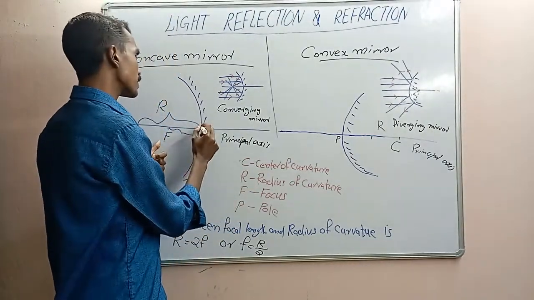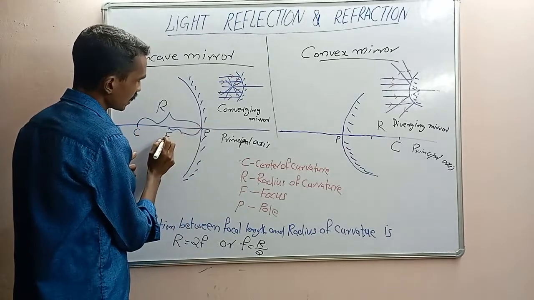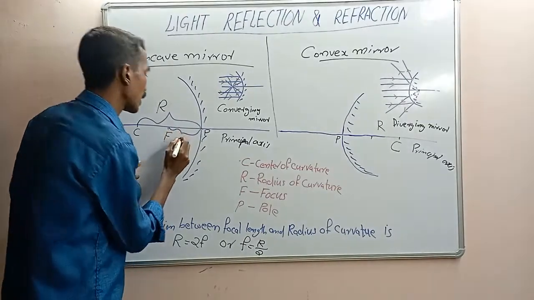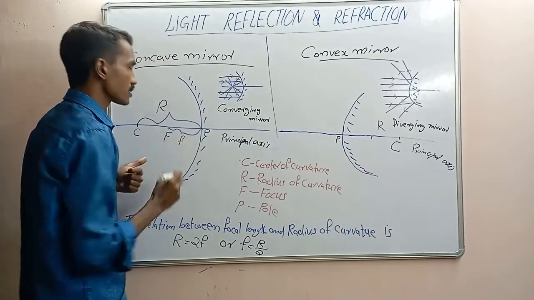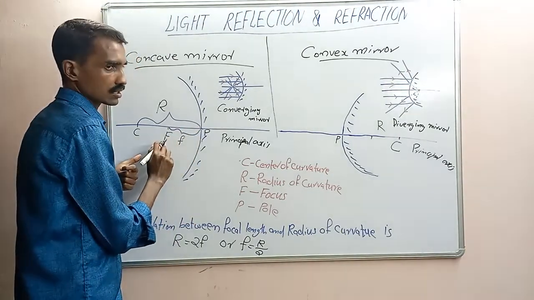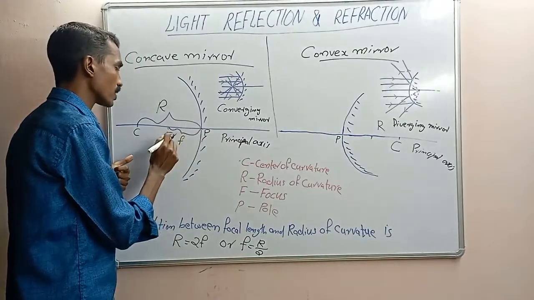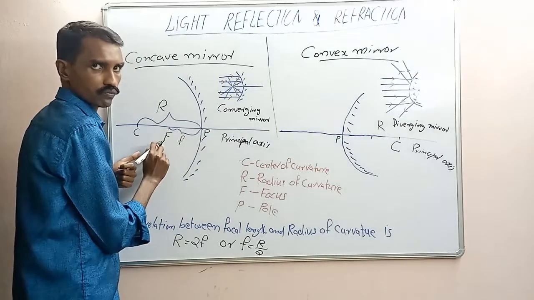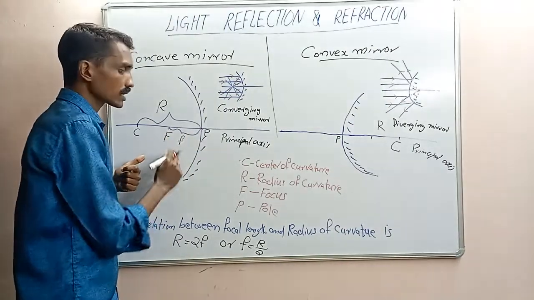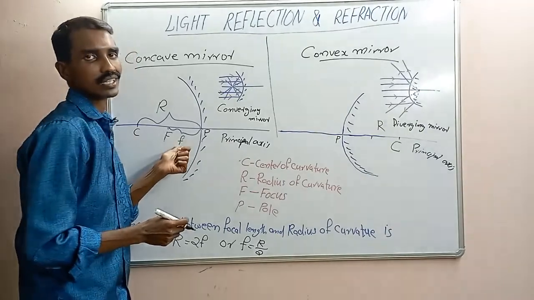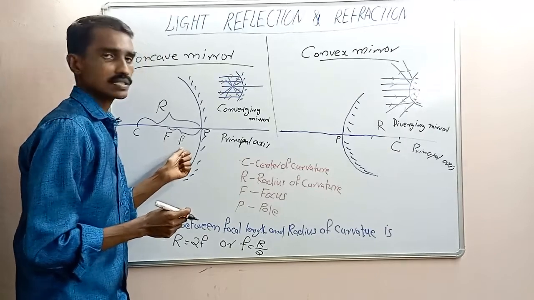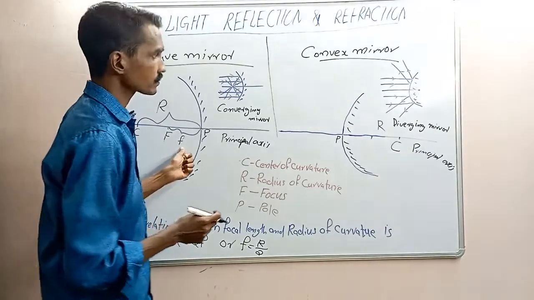The distance between the pole and this capital letter F, the focus, is known as the focal length, notated as small letter f. Distance between pole and focus, P to F. That's known as focal length, small letter f. Focus is notated as capital letter F. Focal length is notated as small letter f.